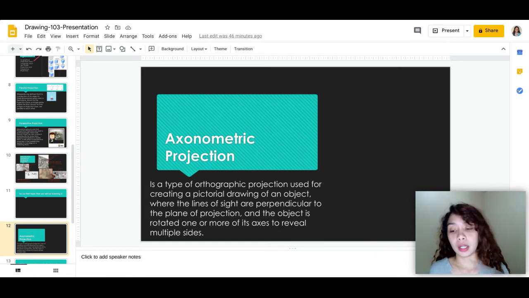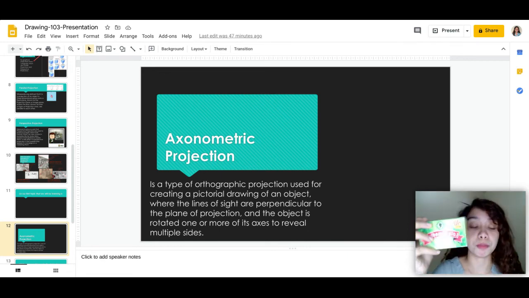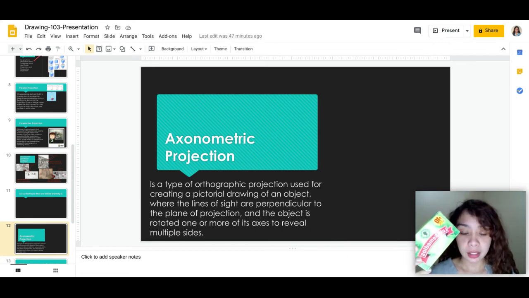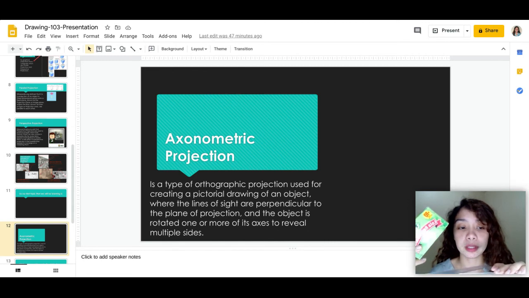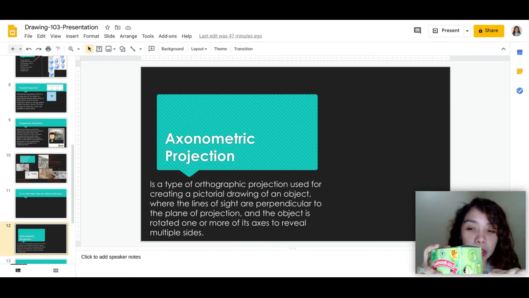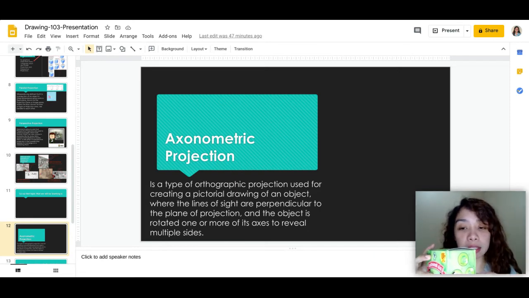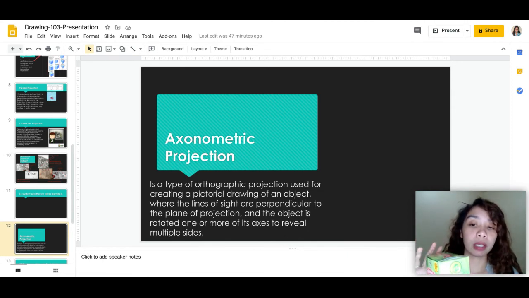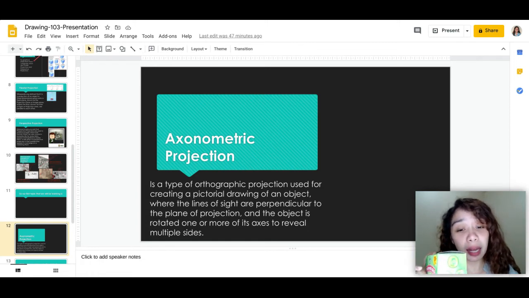Let me give you an example. Example is the object is my Lola Remedios box here. And then the plane of projection would be this triangle, the top of this triangle. Pagka pinatong ko siya ng ganito, I know that you will see the two sides here and the top of this one. It says that axonometric projection reveals multiple sides ng nakapatong ng nagbabase siya sa plane of projection.